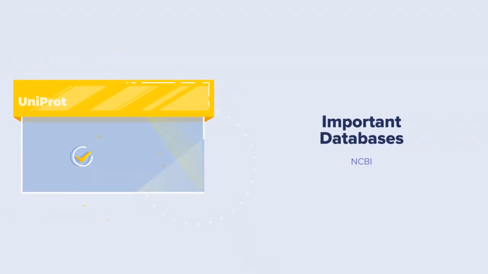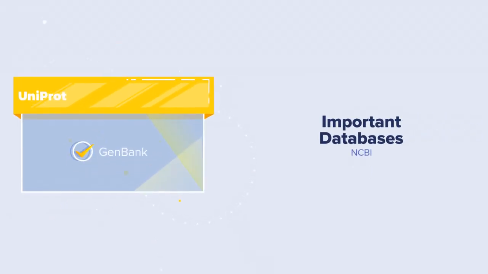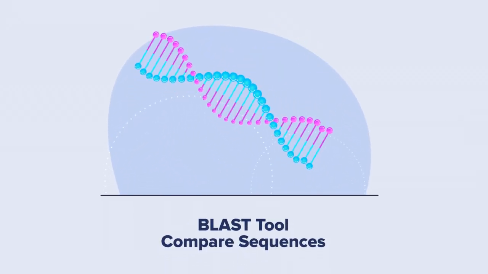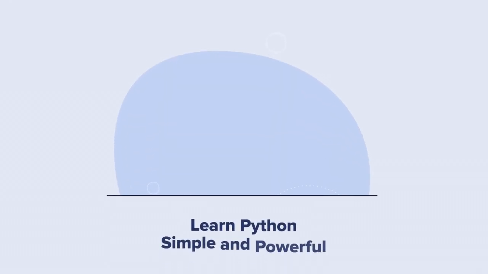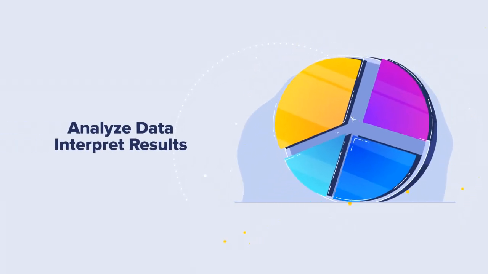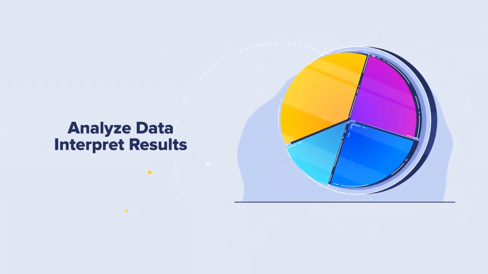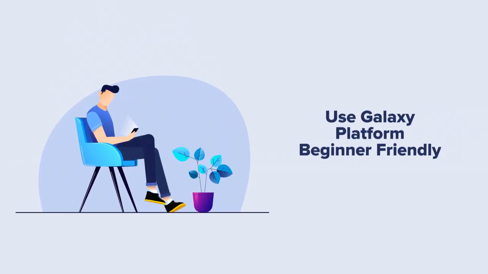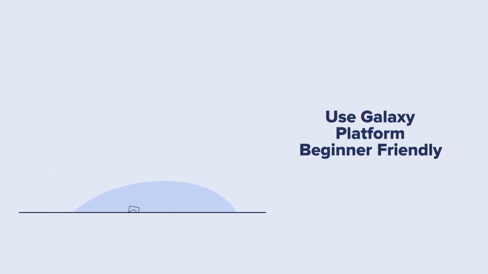Become familiar with important databases like NCBI, UniProt, and GenBank. BLAST allows you to compare sequences and easily identify unknown genes. Python is a great programming language to support your bioinformatics journey. Understanding results and interpreting data are key parts of bioinformatics. If coding feels difficult, you can start with platforms like Galaxy.